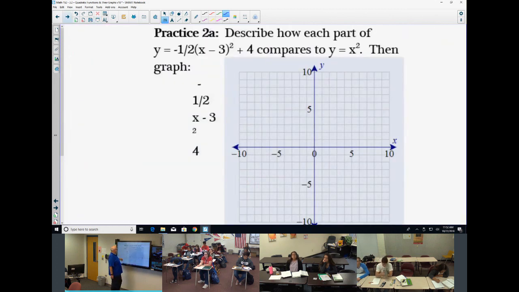Okay, so just looking at that example, it says describe how each part of this graph compares to y equals x squared. Then I want you to graph it. Now, you can always use your calculator if you get stuck, but I don't really expect you to use your calculator on this, because you can do it all by hand. Let me give you a minute to see if you can write down the answers to this, and then we'll start going over. If we don't finish, then I want you to finish it for tomorrow.